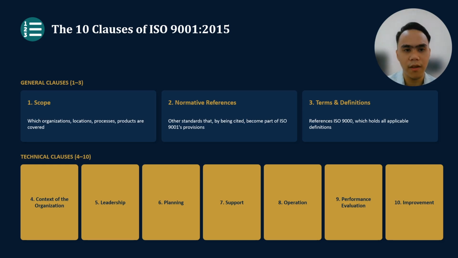The first three are general clauses. Clause 1, scope, tells you what organization, location, processes, and products are covered by a given implementation. Clause 2, normative references, cites other standards that, simply by being listed, become part of the ISO 9001 provisions. And clause 3, terms and definitions, does not redefine anything itself. It just references ISO 9000, which contains all the definitions applicable to ISO 9001, tying directly back to the vocabulary document we just covered.